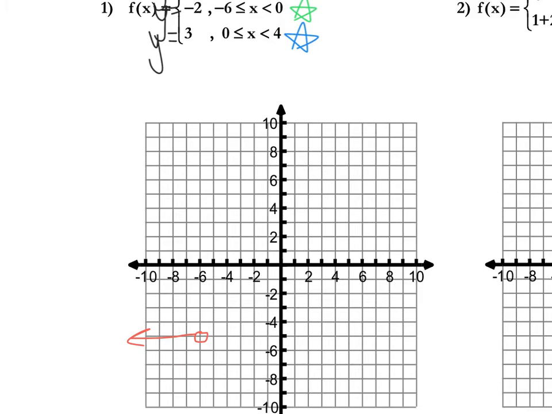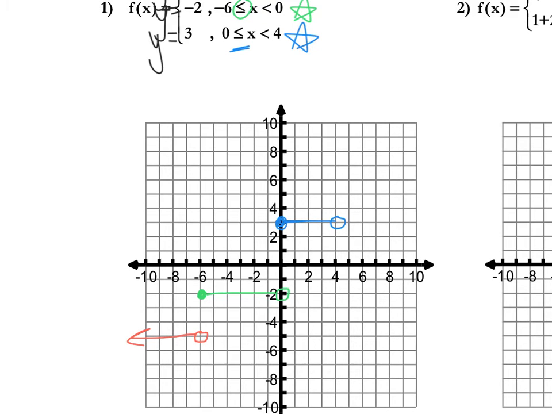Okay. Then my next piece, which is the green piece, this has a start and a finish. So I'm going to go when x equals -6, go down to -2. This is going to be a closed circle because this is less than or equal to. And then I'm going to draw this line all the way over to when x equals 0, which is going to be an open circle. And then for my last piece, I'm going to start at when x equals 0. I'm going to go up to 3. It's going to be a closed circle because it is less than or equal to. And then I'm going to go over to 4 with an open circle and draw my line.